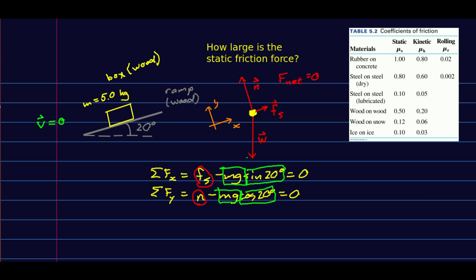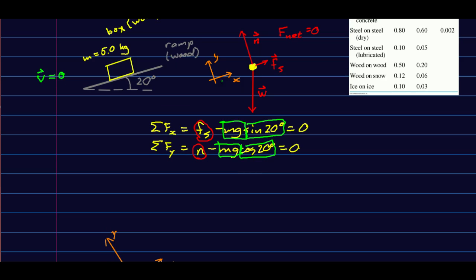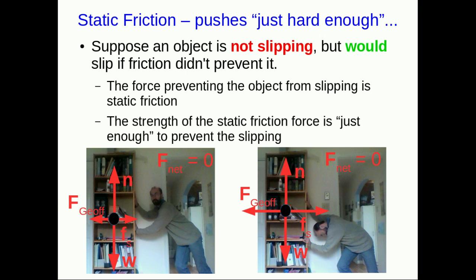And so, we only have two unknowns, which means we can go straight ahead and solve, and the only thing we want is fs. And it's all by itself as the only unknown, and so it's just mg sine 20 degrees. And you could punch that into your calculator now and get it as a number, but as far as I'm concerned, we're done.